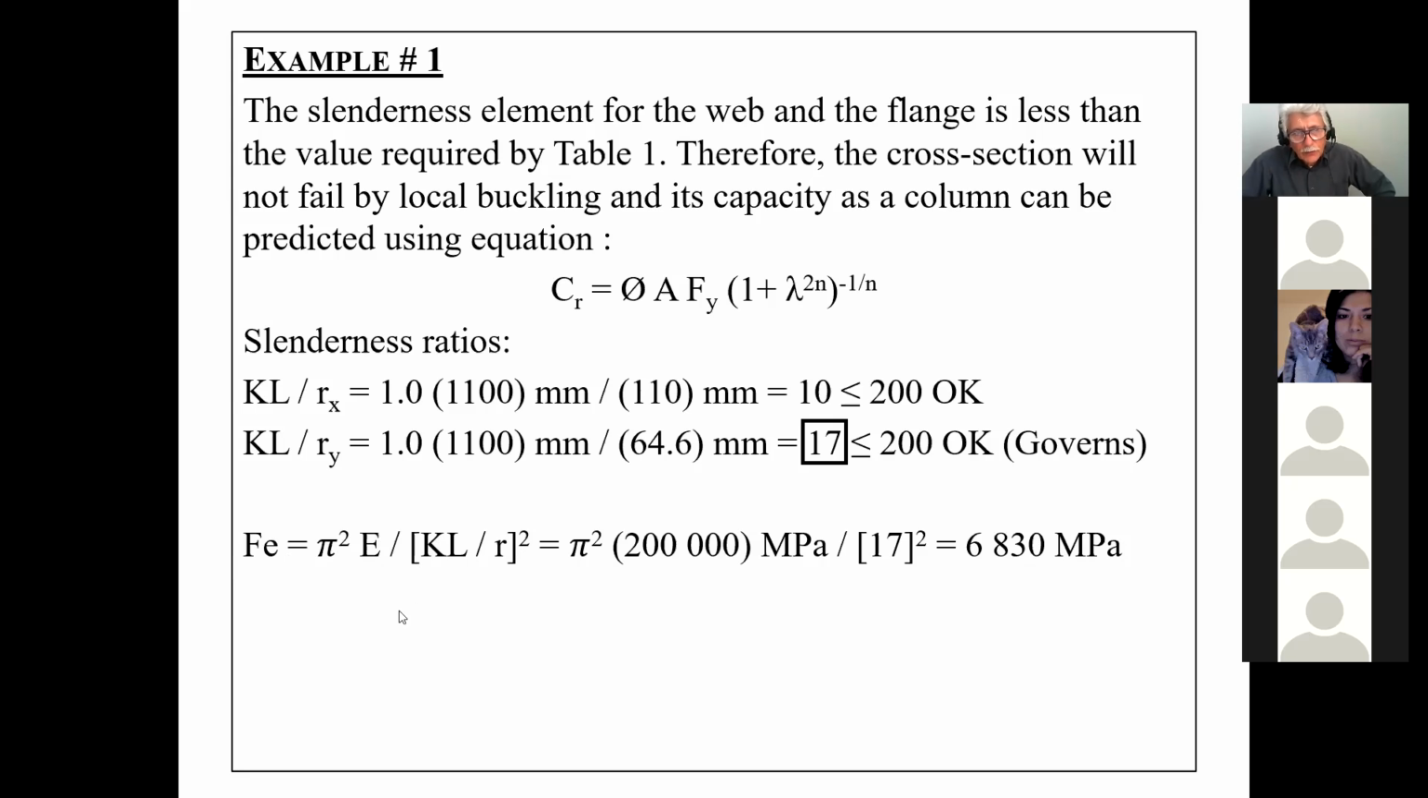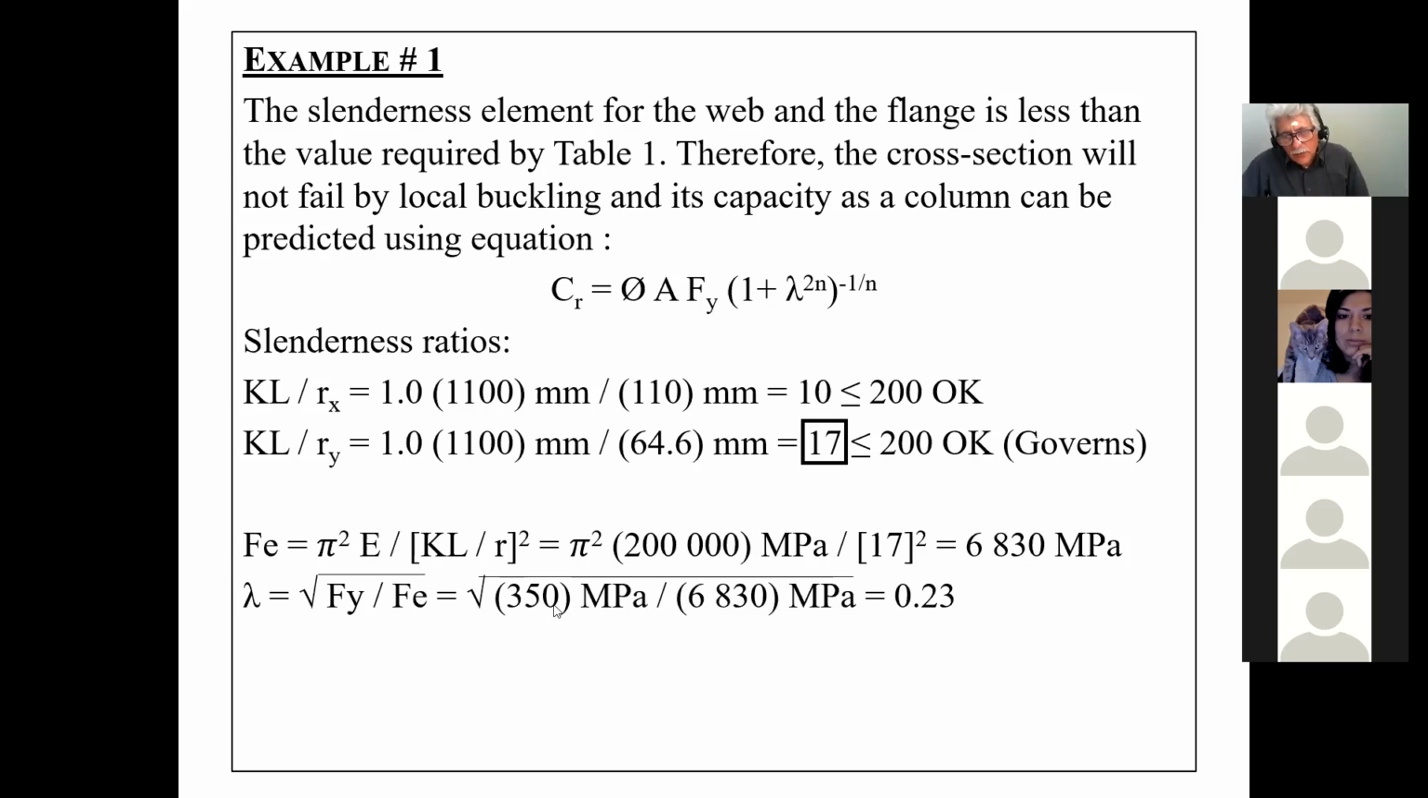Now, if you remember, lambda was equal to the square root of Fy divided by Fe. And of course, here I told you it's 350, and therefore I can use the 350. If it was the American steel, I would be using 345. That's the only difference. And therefore this becomes the value of lambda.